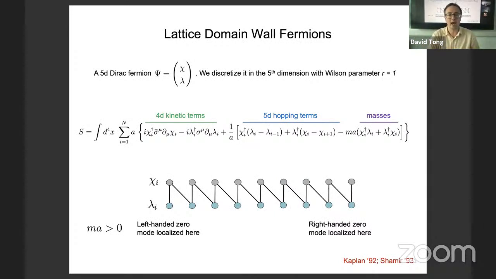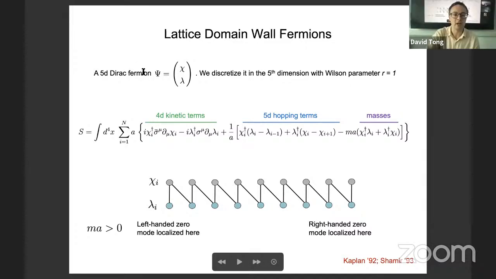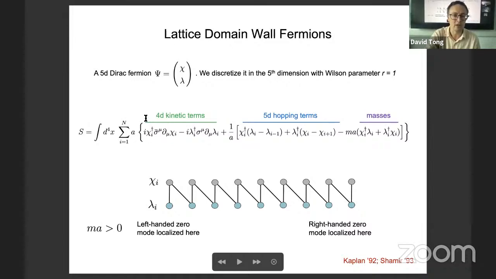Now let's look at what happens in the domain wall, the lattice perspective. So the lattice perspective is you start with a 5D fermion. It's a 4-component object, so I can think of it as 2 chiral fermions, 2 Weyl fermions in 4 dimensions. Just to try and keep things clear, I'm just going to discretize the 5th dimension and leave the 4 dimensions continuous. It just stops me writing lots of stuff on the slide. So here are the 4D kinetic terms. Here are the 5D hopping terms.